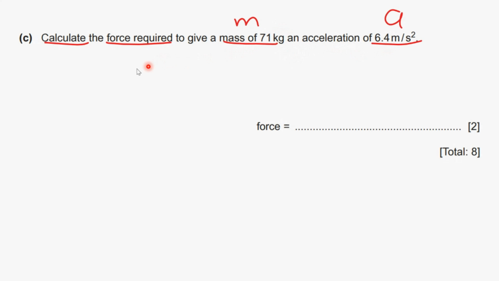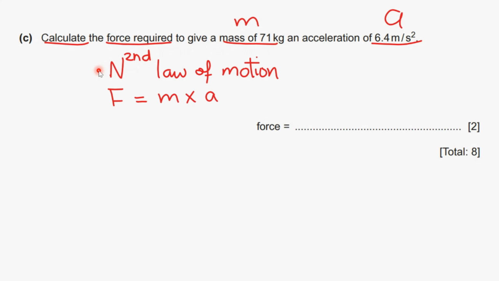And here the only formula linking force, mass and acceleration is Newton's second law of motion, which is F equals m times a. So the mass, which is 71, times the acceleration, which is 6.4. So the correct answer finally is 450 Newton.